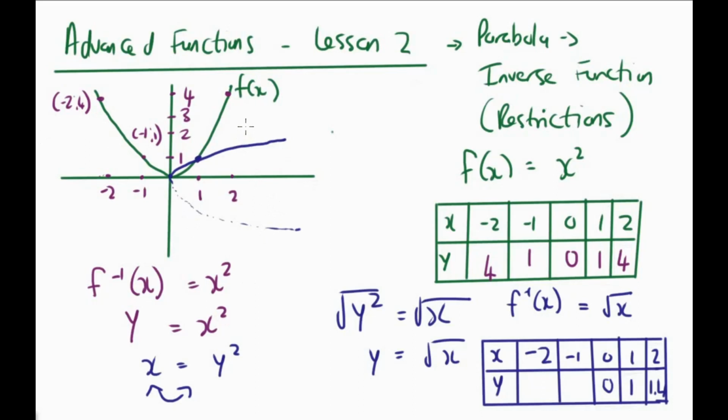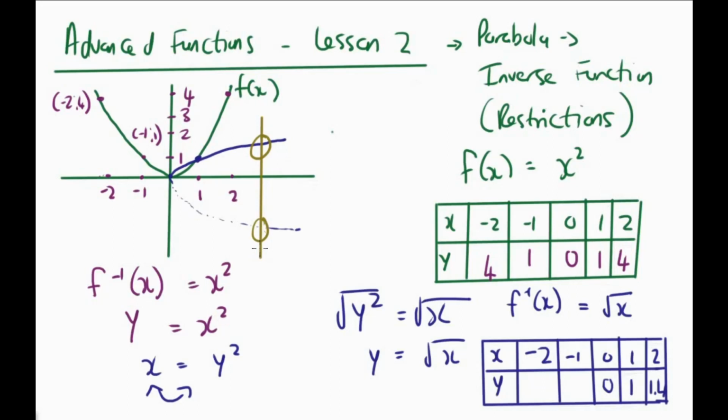So the golden rule over here is I cannot have this graph cutting there twice. So I can't have two y values for one x value. Then it's no longer a function. So what I need to do is restrict this function in order for it to actually be a function. So how do I restrict it?